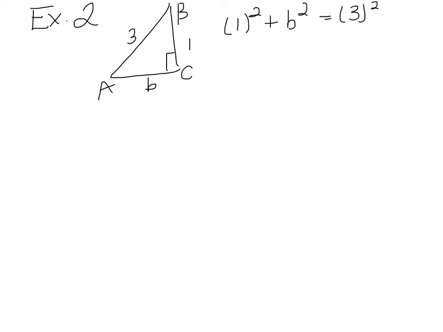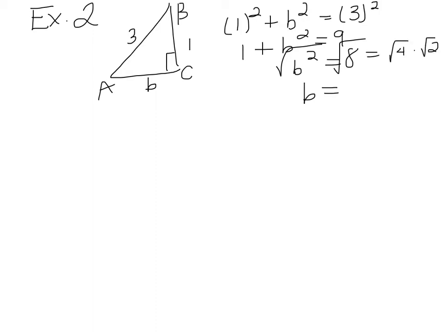Notice I always put parentheses just to be on the safe side. So b squared equals 8. And when you square root this, 8 is not a perfect square, but we can break it down to square root of 4 times square root of 2. And the square root of 4 is 2, so that's 2 root 2. You always want to pick the largest perfect square when you're breaking it down. So now we have all 3 sides, and we can do our 6 trig functions. Don't forget, SOHCAHTOA.